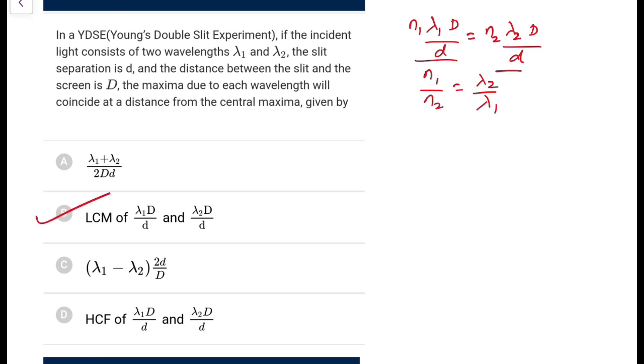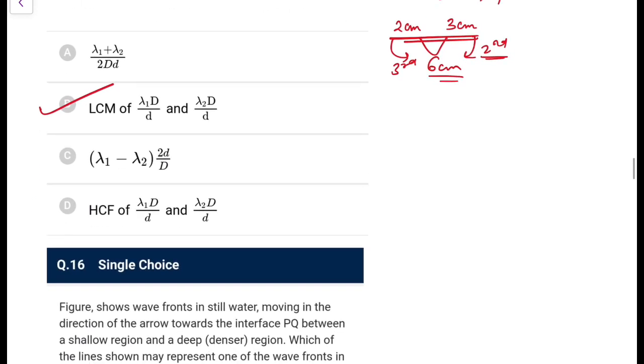For example, if the fringe width for the first is 2 centimeter and the fringe width for the second is 3 centimeter, you can definitely say at 6 centimeter it would be the third maxima of one, and the second maxima of the other will coincide. So as per the options, it is the best thing. You can go with option C here.